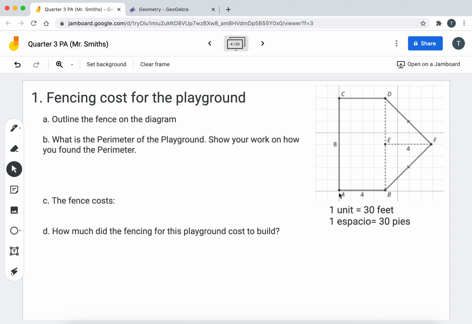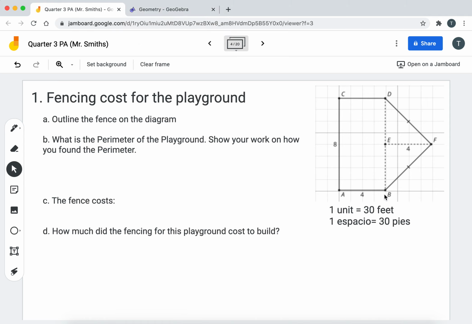So I know that the base of this playground is 4 units long, and each unit is actually 30 feet. So the distance from A to B is not 4 feet long, but it's actually 4 times 30 feet. So that's 120 feet long. Let's recreate what we can.